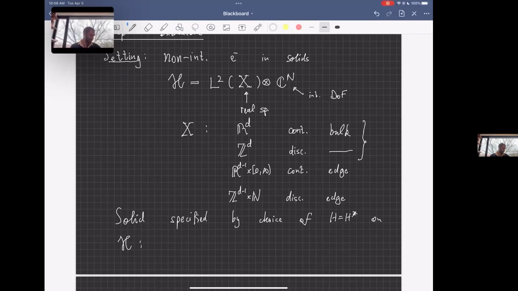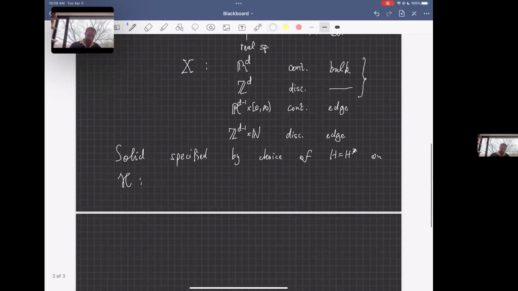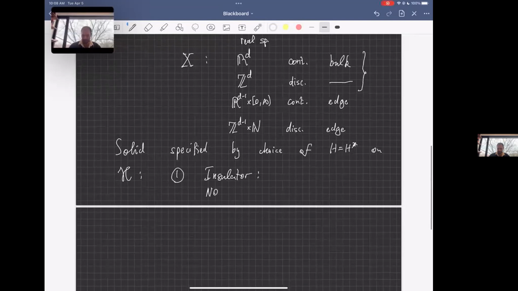But in order for the questions that we ask to have interesting answers, it should have two further properties. One of them is that it is an insulator, and that is the name in the title. So very intuitively speaking, it should not conduct DC current, although mathematically speaking, this remains vague. So there are various ways to put this into the operator.